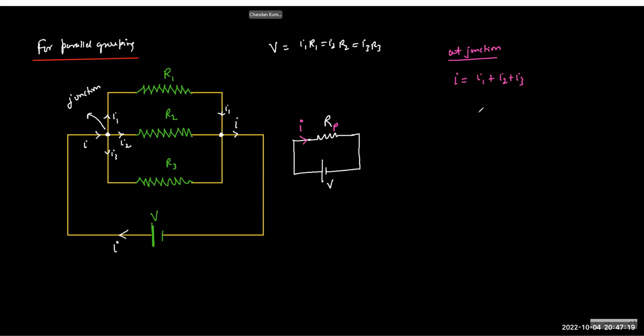So now we can substitute I in terms of voltage, because V is a common quantity. So this is also I equals V by RP, which equals V by R1 plus V by R2 plus V by R3. And therefore we know the answer is 1 by RP equals 1 by R1 plus 1 by R2 plus 1 by R3.